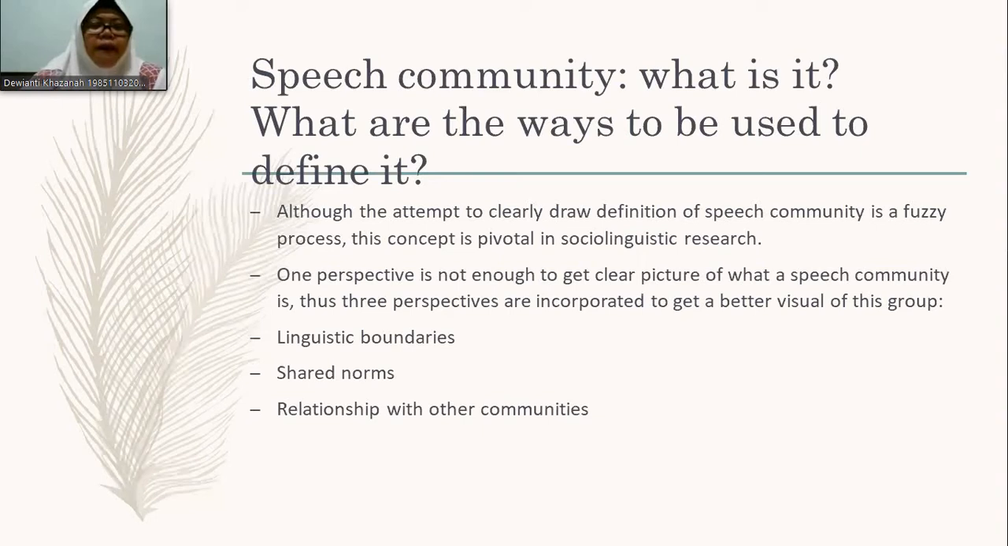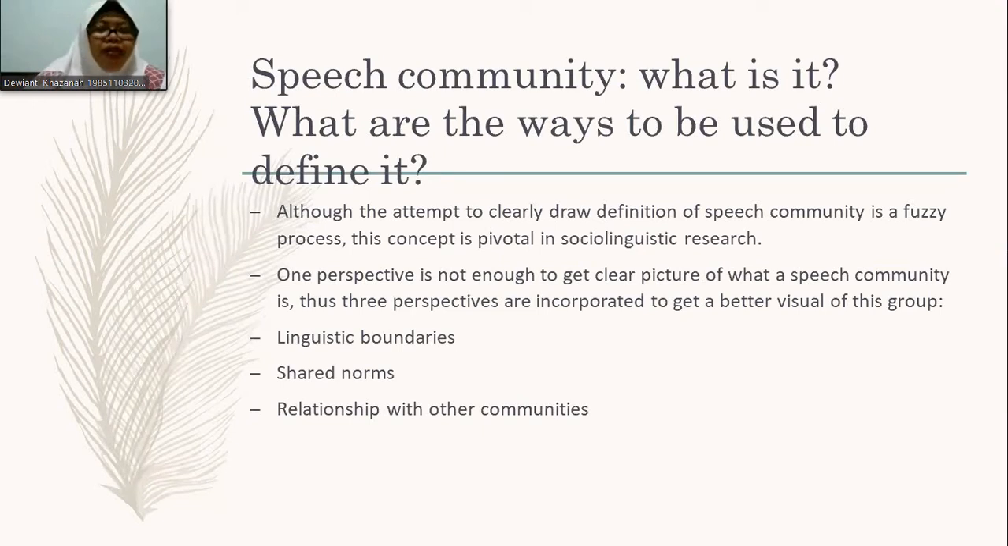Before we talk about these perspectives, I want to say that by its name, a speech community is a group that should consist of more than one person, two or more, by what the name entails. Number two, because it is a group, there should be something that binds them. What are the things that bind them? We can see by looking at these three perspectives in seeing a speech community.